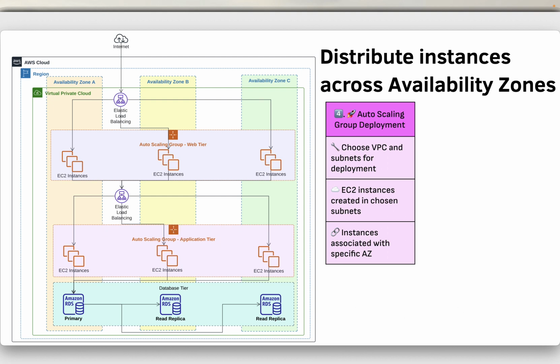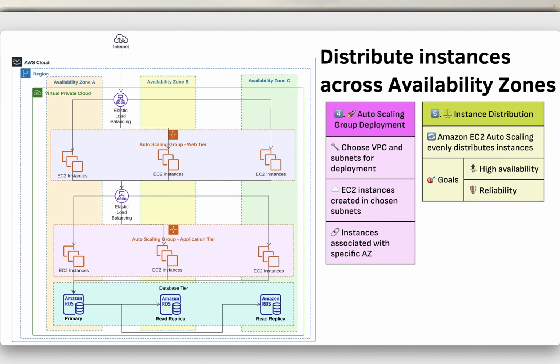When creating an auto scaling group, you must choose the VPC and subnets for deployment. Amazon EC2 auto scaling creates instances in your chosen subnets. Whichever subnet you specify, it will create instances in those only, associating each instance with a specific availability zone. Amazon EC2 auto scaling aims to evenly distribute instances across the chosen availability zones when launching, promoting high availability and reliability for your application.